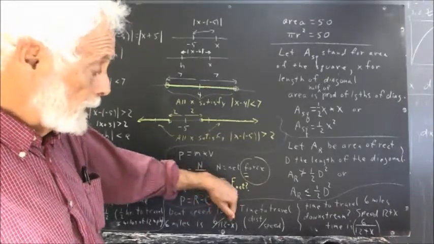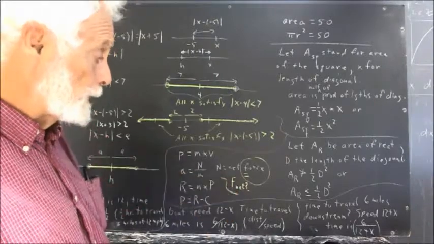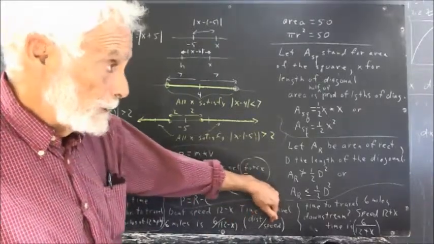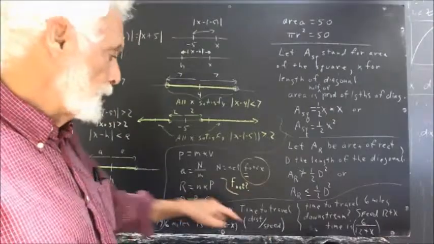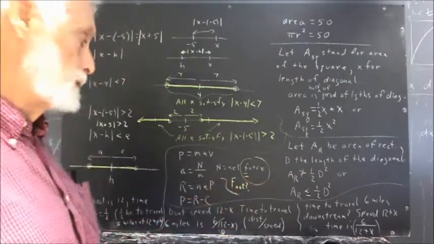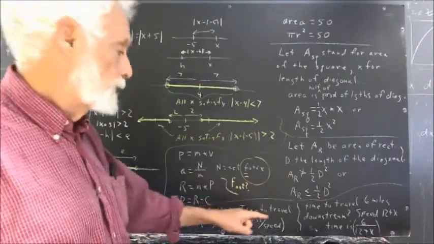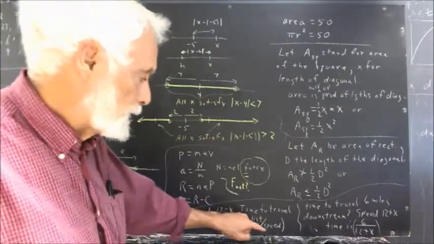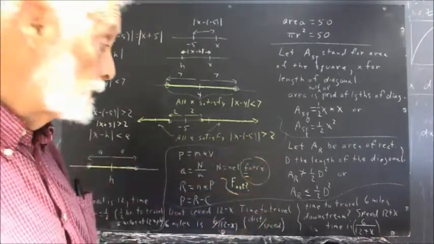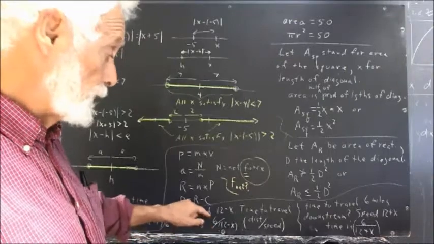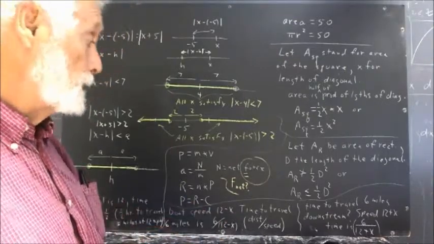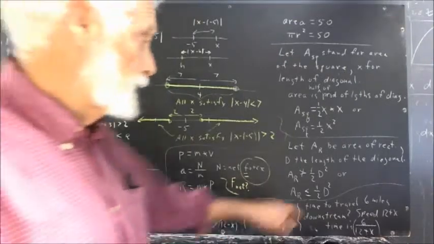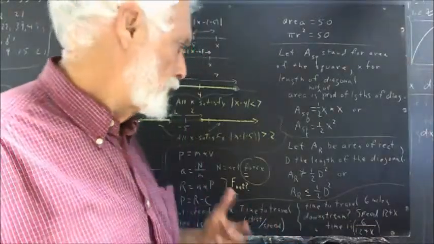6 miles divided by 12 minus x miles per hour. That's distance divided by speed. That's how we calculate the time to travel. So the answer, once we understand that dividing distance by speed gives us the time of travel, is fairly obvious. Divide the distance by the speed. And what if we're doing 6 miles downstream?